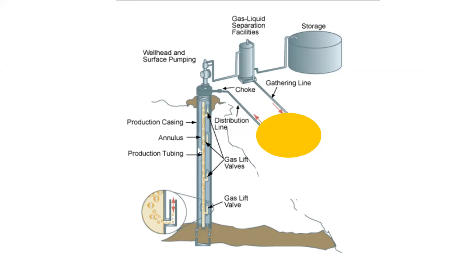So the produced stream will be separated at the surface, and gas will be processed and compressed to be pumped inside the annulus. The tubing is equipped with some gas lift valves, which can be retrieved and installed by regular operations. So the gas lift theory depends on a single injection point. So these two valves are only functioning in the unloading process.